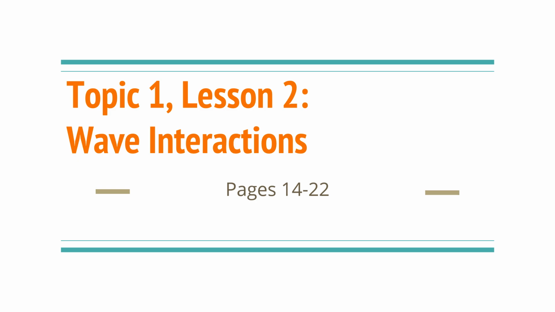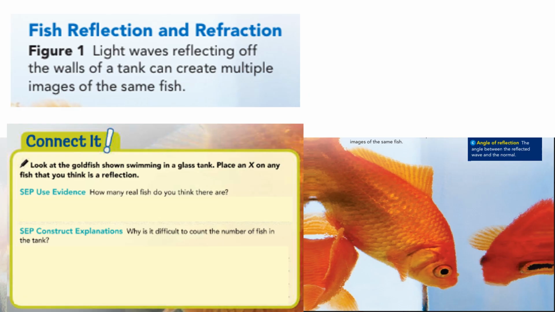Right, Topic 1, Lesson 2, wave interactions, found on pages 14 to 22 in your textbook. As always, starting out with the connected. So look at the goldfish shown swimming in the glass tank. Place an X on any fish that you think is a reflection. Light waves reflecting off the walls of a tank can create multiple images of the same fish.